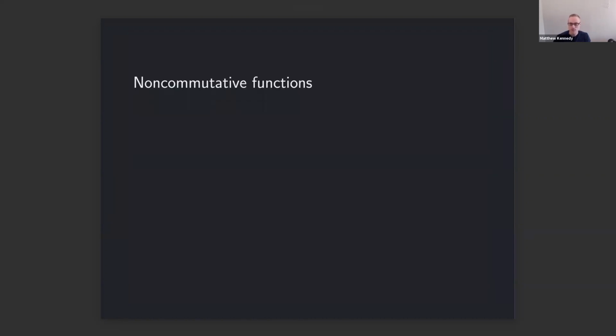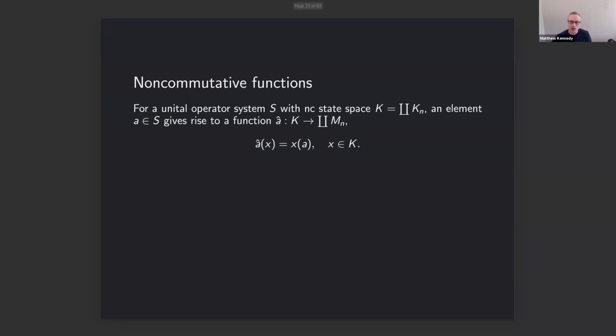Okay. So having a notion of non-commutative convex set, and thinking about the classical setting where we have a compact convex set, one of the most important things that we do with compact convex sets is we consider the functions on them. And we want to do the same thing here. The observation is that if I take a unital operator system with NC state space K, then I can think of elements in my operator system as functions on K in a very natural way. And this mirrors what happens in the classical setting.